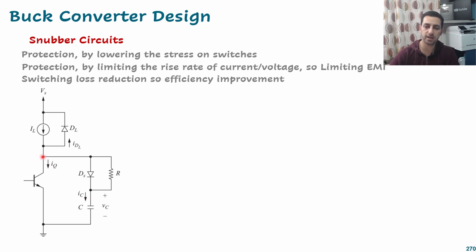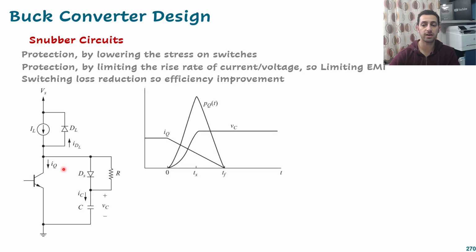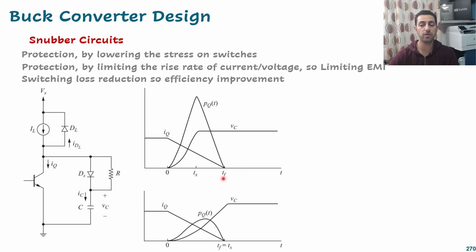So if we have a very high spike here, that will be absorbed by the capacitor and that spike will be reduced. That's why we said it's lowering the stress and protecting it from damaging. And also it will limit the rise rate. Why? Because the capacitor charges that current exponentially, so it will be a very low rate compared with the case without the capacitor. So this is the case without snubber circuit, and this is the case with the snubber circuit.